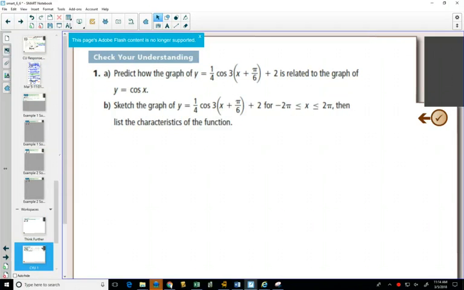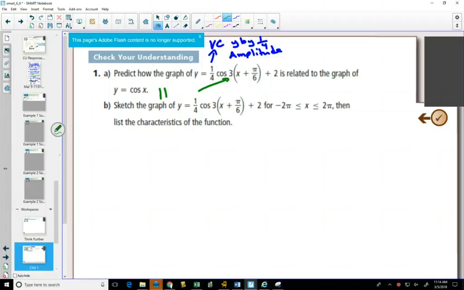Okay. In the part here, predicting the graph, just a description of what each of the things are, starting with this 1/4. This 1/4 is a vertical compression. You would multiply all your y values by 1/4. It's also the amplitude. The 3, that would be a horizontal compression. You would multiply all your x values by 1/3. That 1/3 then is going to affect your period.